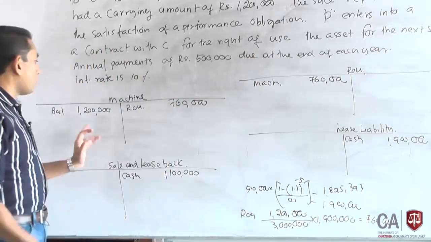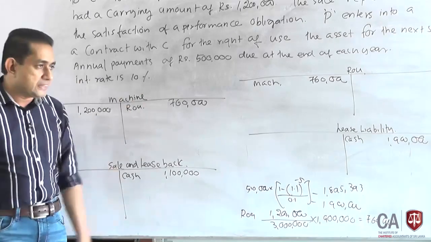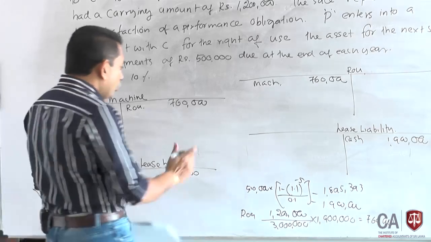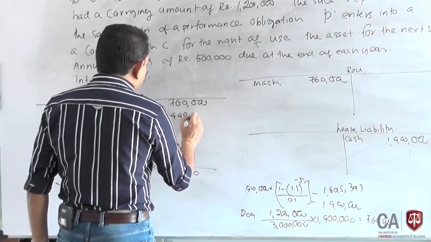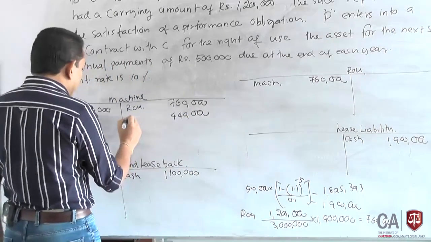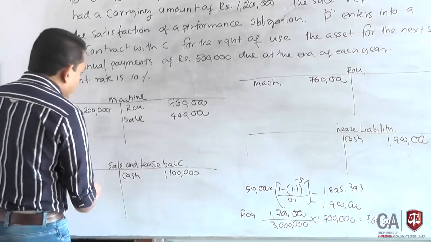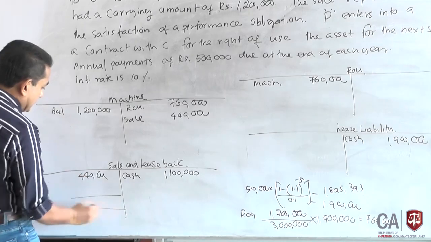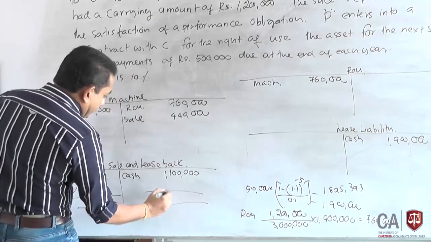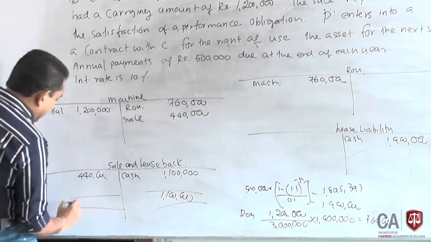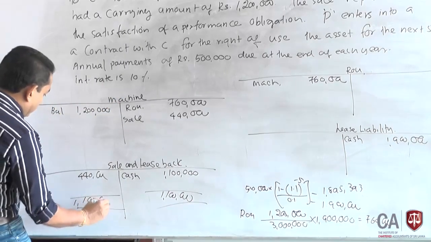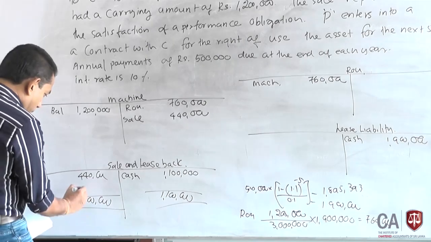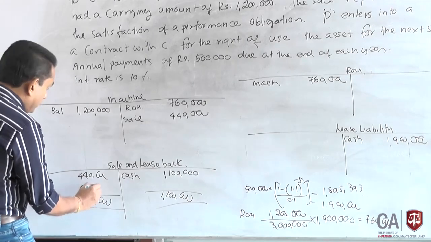What is the balance? Out of 1.2 we have retained 760,000 for the use over 5 years ahead, and the balance amount 440 is like your sale, and then this is transferred to sale and lease back account, 440,000. This is the sale, and then let us calculate the profit on sale. 1.1 million minus 440,000, there will be a profit of 660,000 rupees.